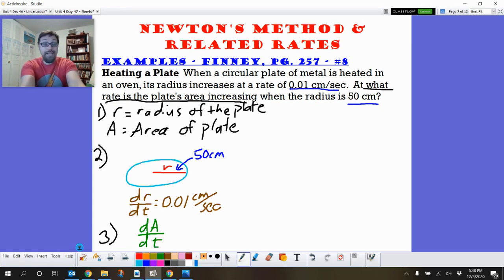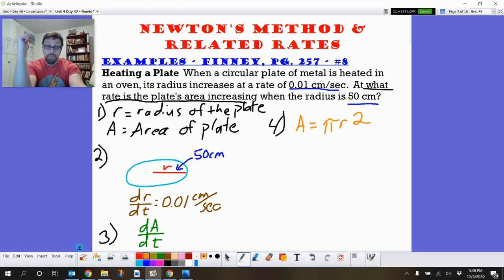All right, let's move on to step 4. Step 4 is asking us to create an equation. It doesn't have to be perfect to start off, but I want to start with an area of a circle. Area of a circle is pi r squared. And I want to check if there's any other particular bits of information I could bring in there. I've already got A, I've already got r, I have that 50 centimeters, and I have that dr over dt.